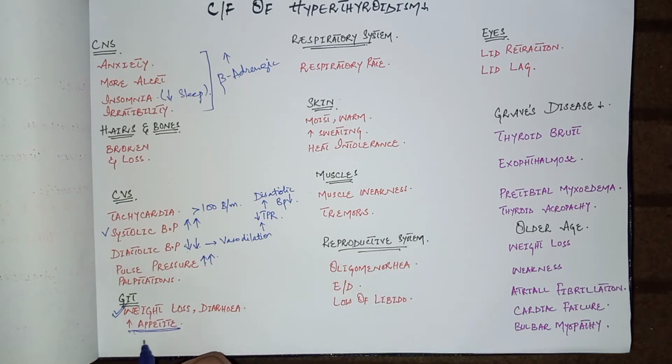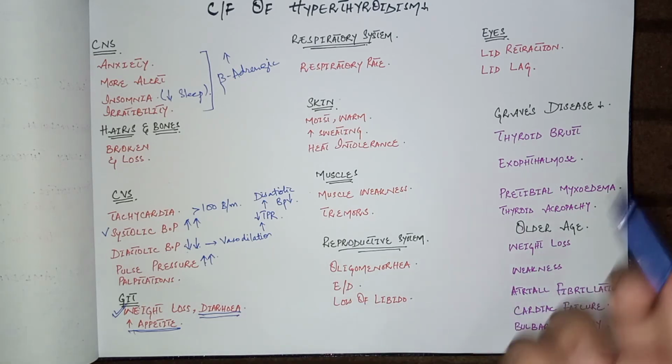There is a catabolism of protein and lipids as well as carbohydrates, which results in loss of body weight. Because of the increased demand for fuel, there is increased appetite in hyperthyroidism. This is the most common feature of hyperthyroidism. The patient develops diarrhea because the GIT motility is very high in hyperthyroidism. Also the patient develops steatorrhea, that is loss of fats in the feces.